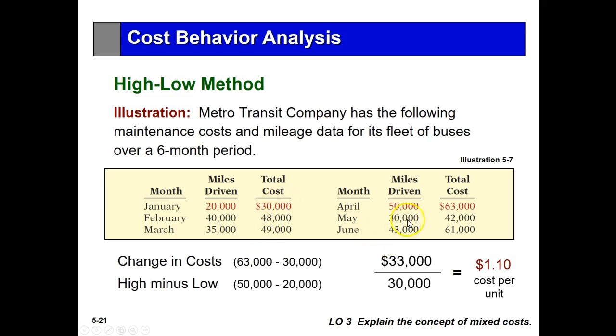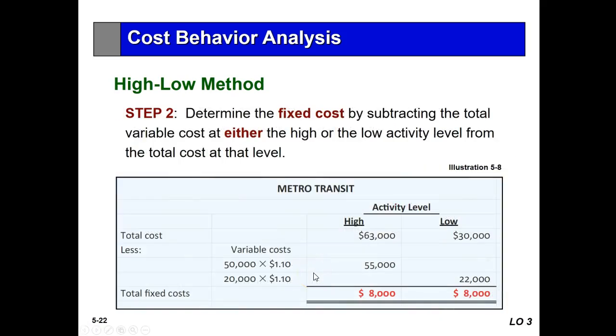Now that 30,000 or that 63,000 is partly variable and partly fixed. Now we know what the variable portion is. At this level, the variable portion is the miles driven times $1.10. At this level, 20,000 miles driven times $1.10 would be 22,000. So therefore, I work backwards, and I subtract the variable portion from the total, and I get the fixed portion. So in this high-low method, we would say that the fixed cost is $8,000, but the total cost varies at $1.10 per mile.